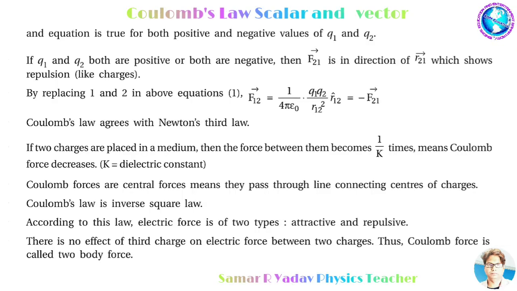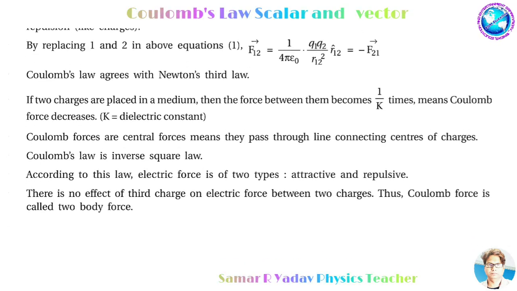Fifth, if the two charges are placed in a medium, then the force between them becomes 1/k times, meaning Coulomb's force decreases, where k is the dielectric constant. Sixth, Coulomb forces are central forces, meaning they pass through the line connecting the centers of the charges. Seventh, Coulomb's law is an inverse square law. Eighth, according to the law, electric force is of two types, attractive and repulsive. And ninth, there is no effect of a third charge on the electric force between two charges, thus Coulomb's law is called a two-body force.